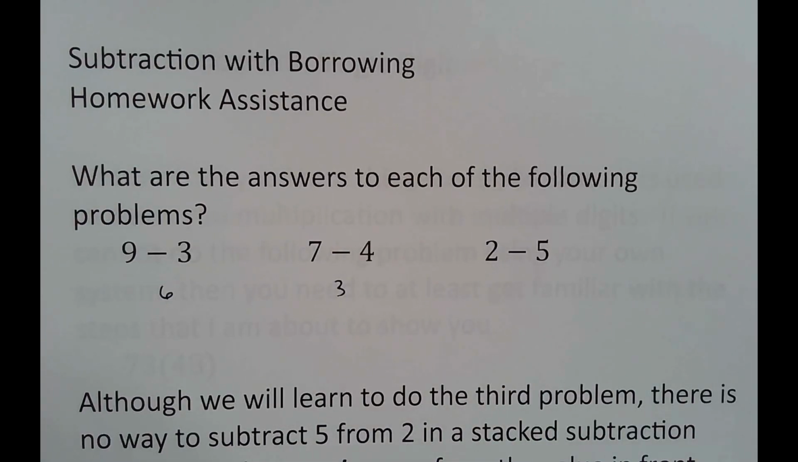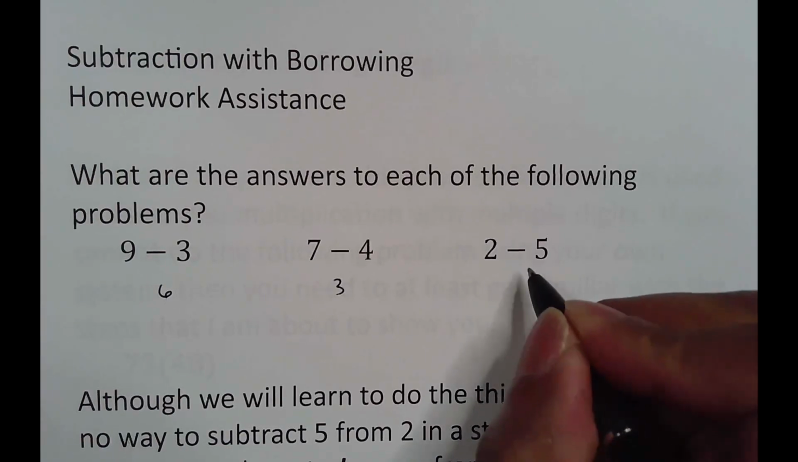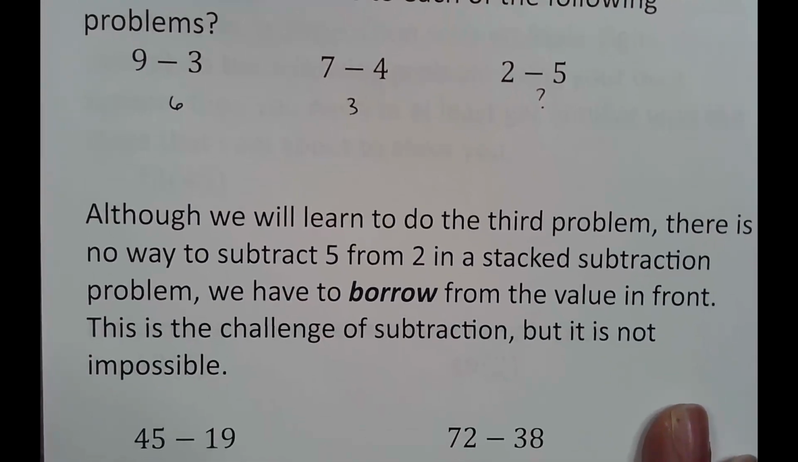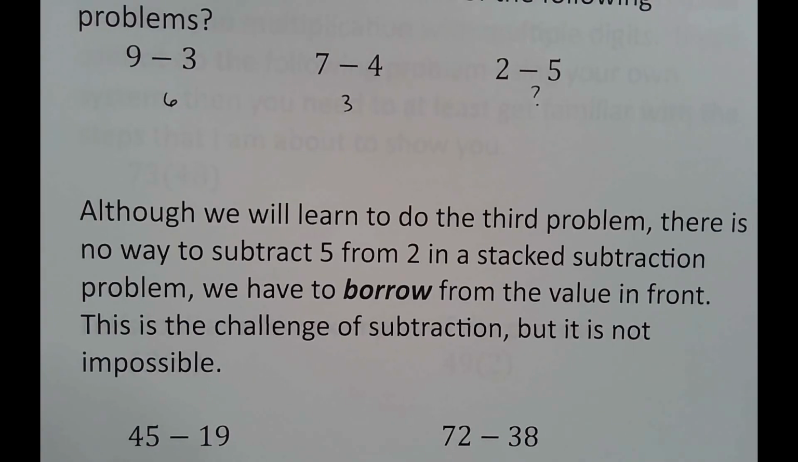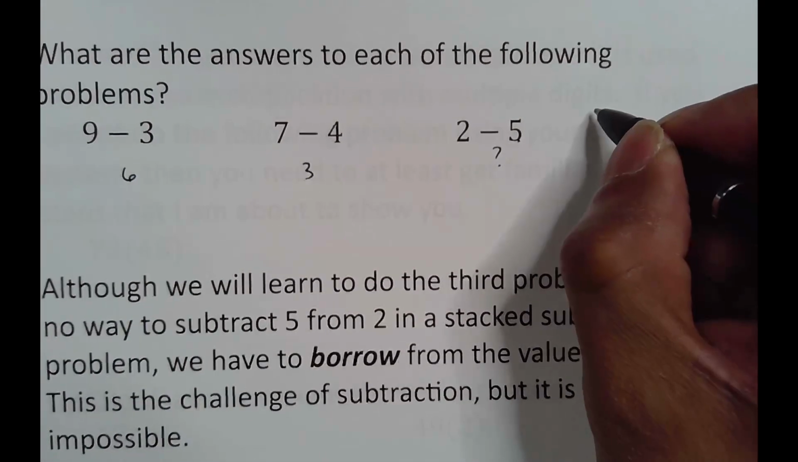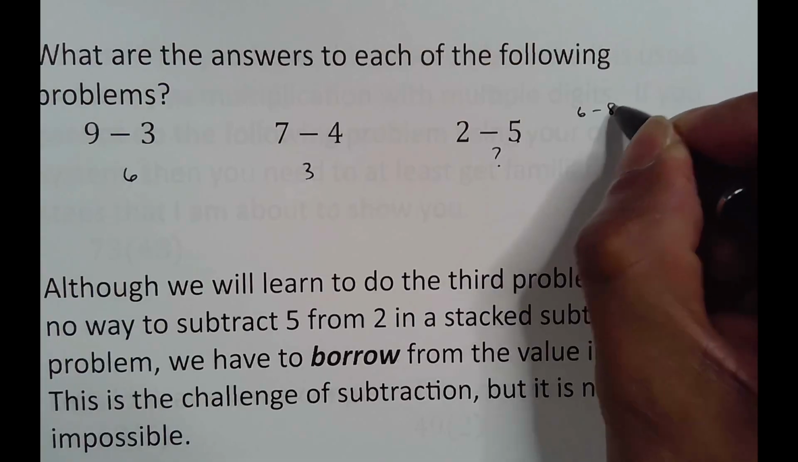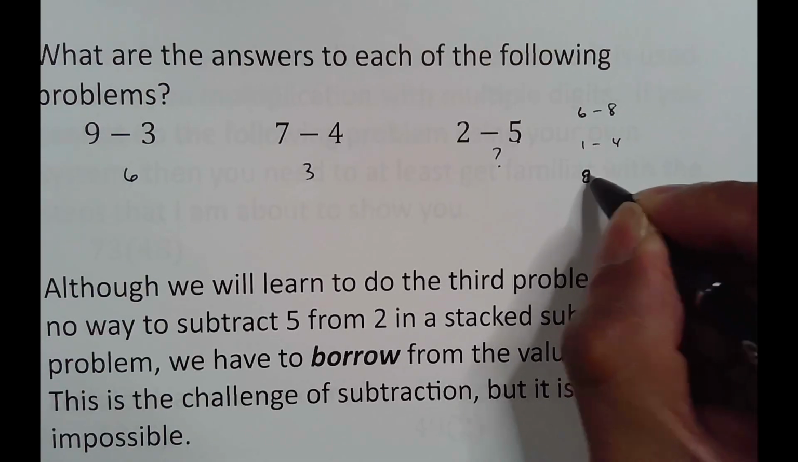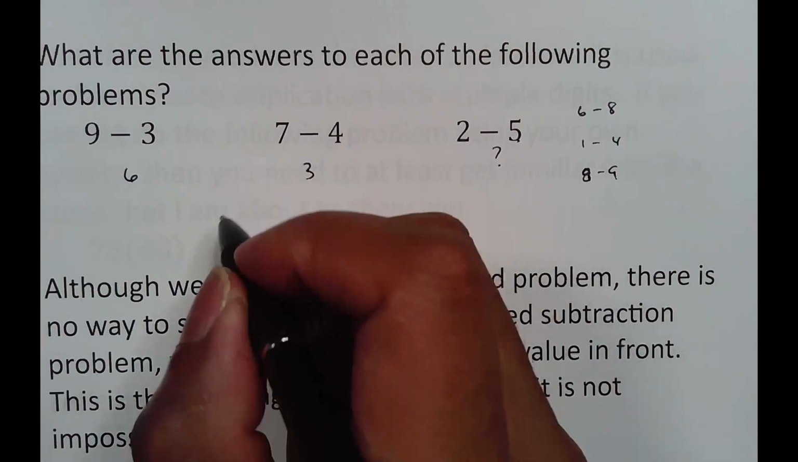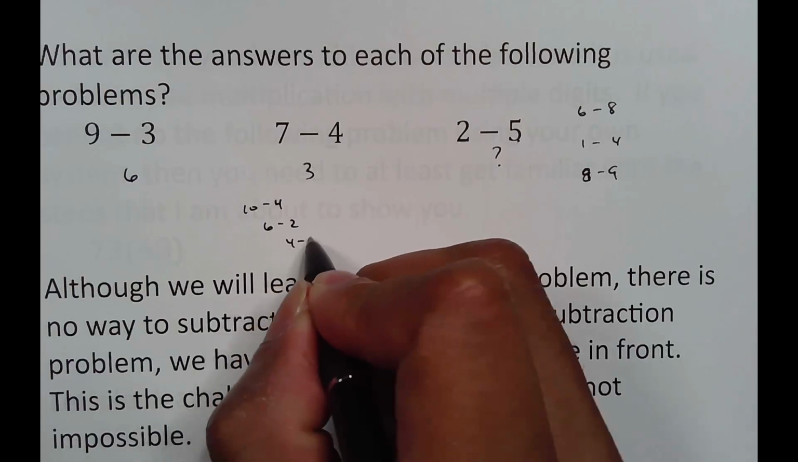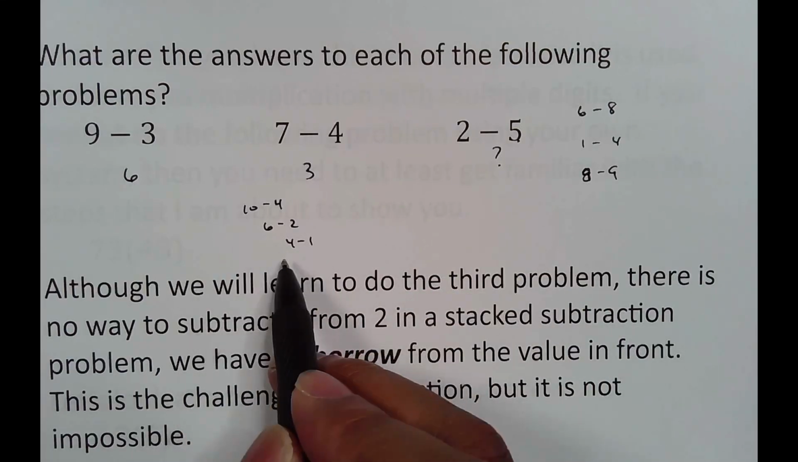Now in algebra we do get into negatives, but the thing is we can't really do officially 2 minus 5. So although we'll learn how to do this third problem, there's no way to subtract 5 from 2 because you can't do a smaller number minus a bigger number. You can't do 6 minus 8. You can't do 1 minus 4. You can't do 8 minus 9. You can do bigger minus smaller: 10 minus 4, 6 minus 2, 4 minus 1. Notice again the bigger number is first.